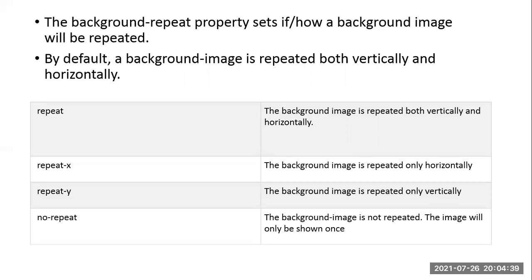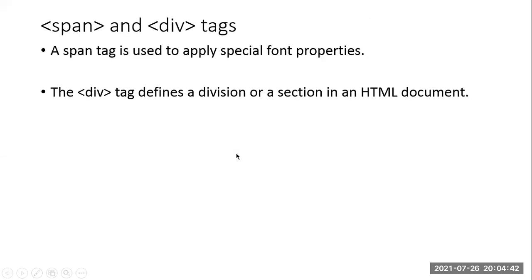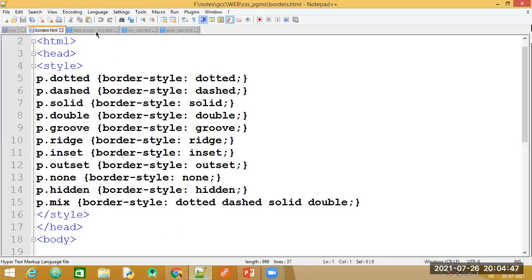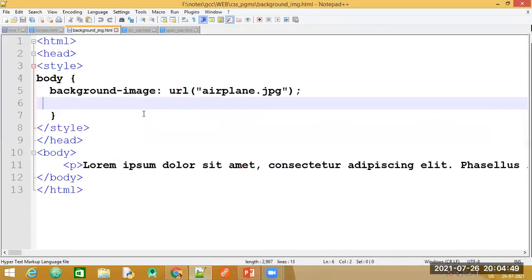So let's see an example for this. Here I have an HTML document, and in the head section I've specified the style. So we are going to make use of this particular type of CSS here. Then in this style section, what I have done is I have made use of a body tag. I want the image to take up the entire body of the HTML page, which means it should take up the entire browser.